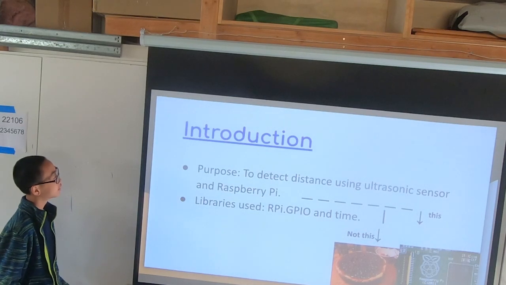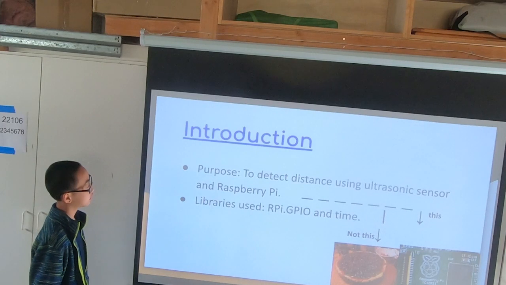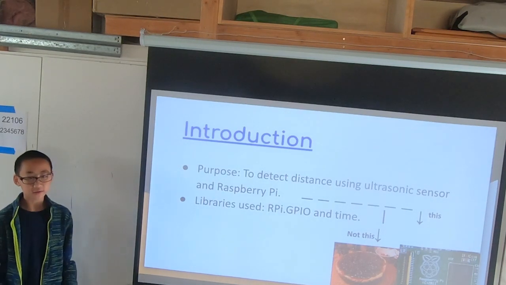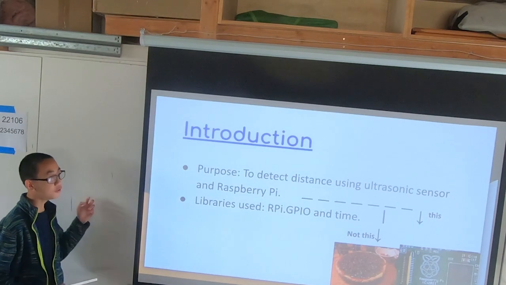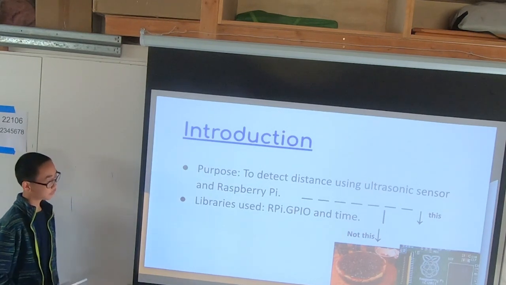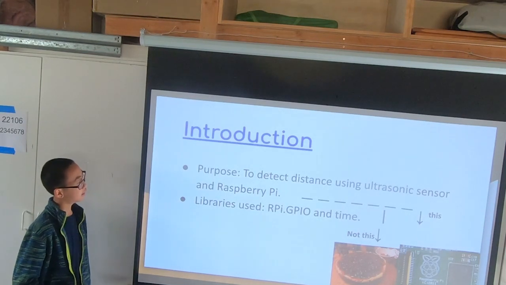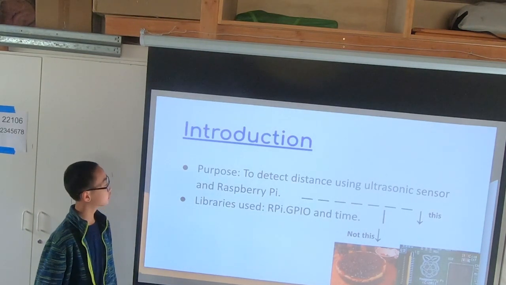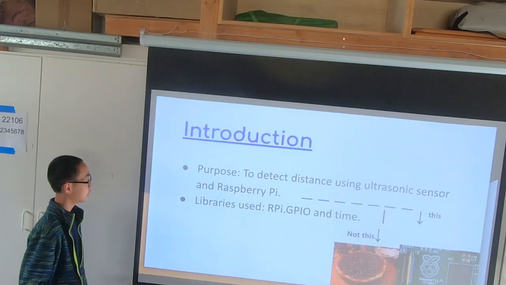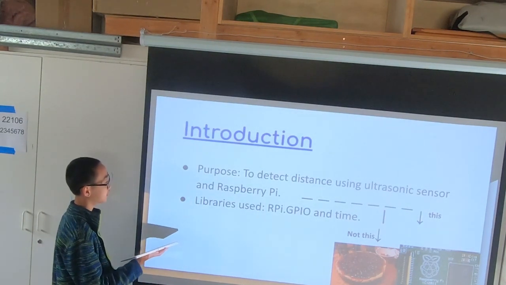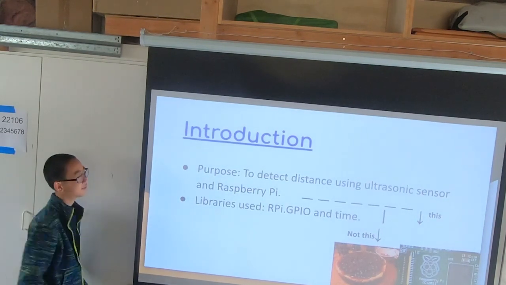So this is my introduction, and our purpose is we need to detect the distance from our sensor to the object, the food in this case, and that's why we're using the Raspberry Pi and ultrasonic sensors. These are the libraries we use to help us code.